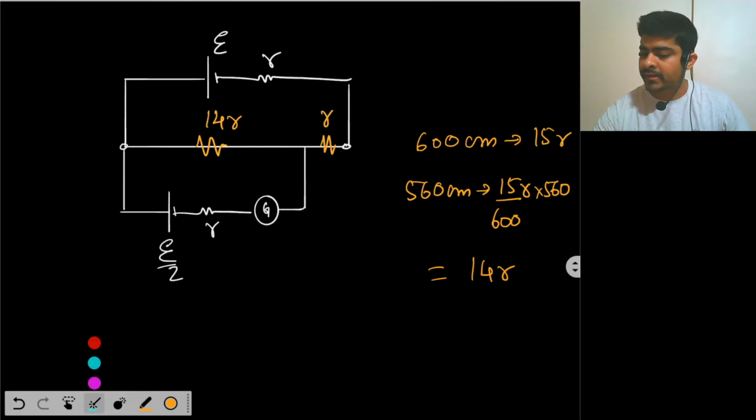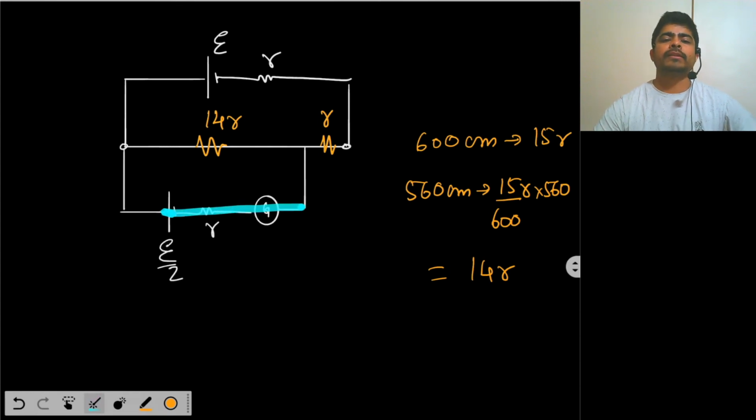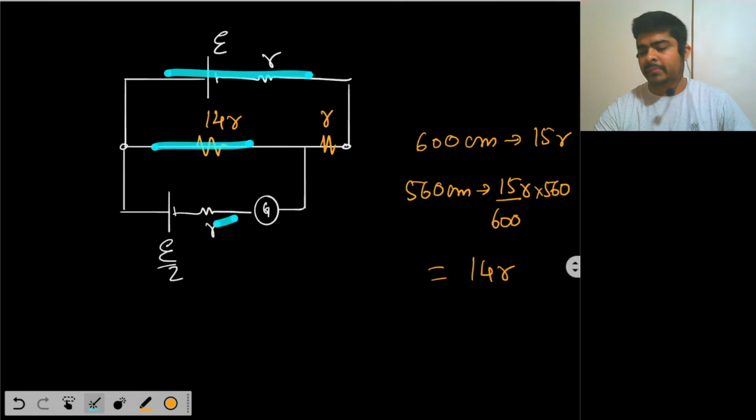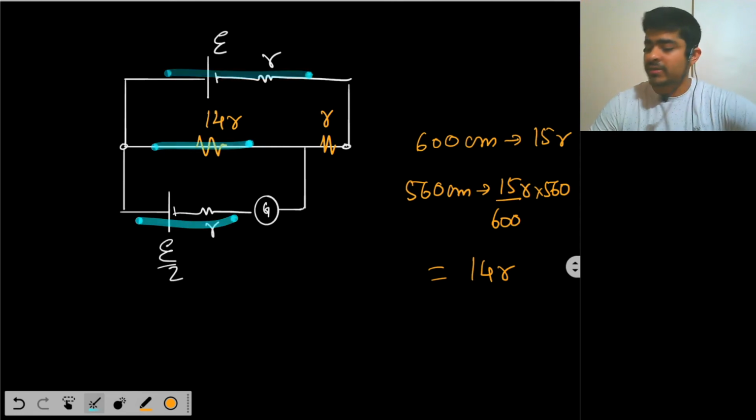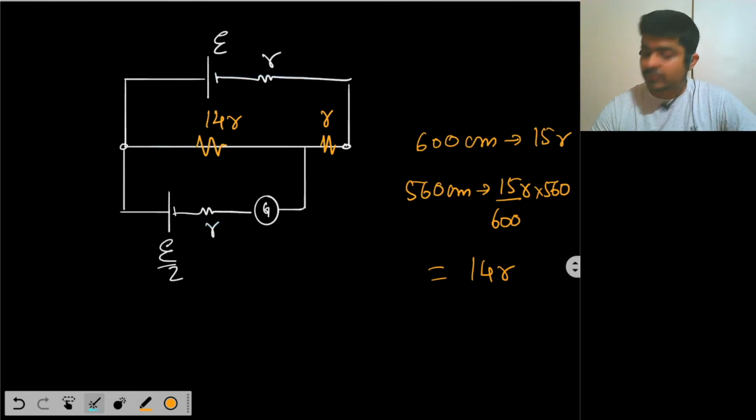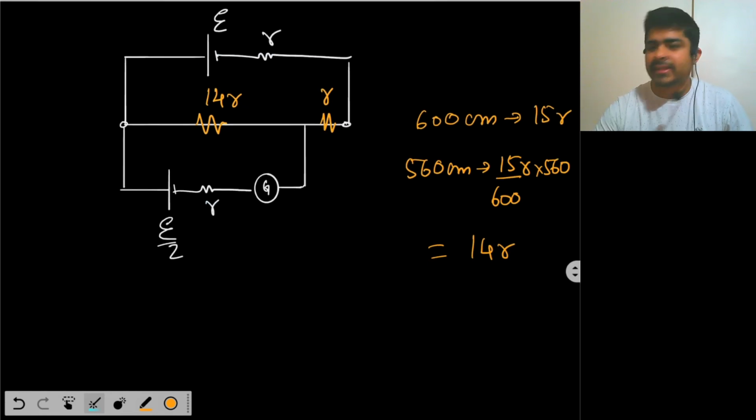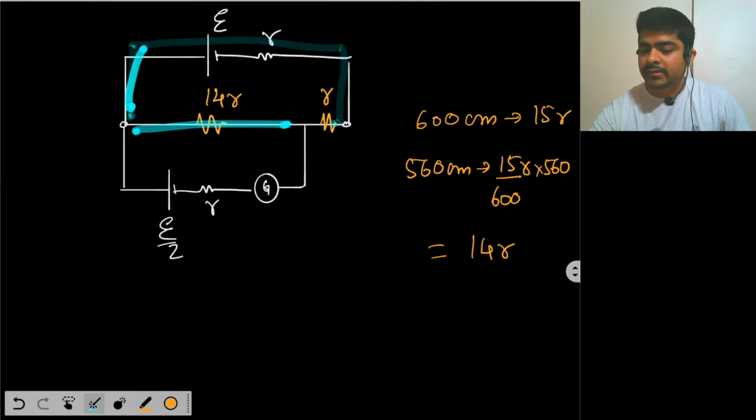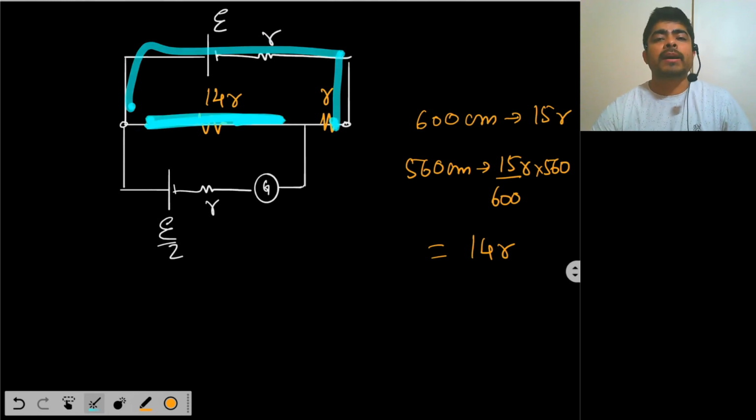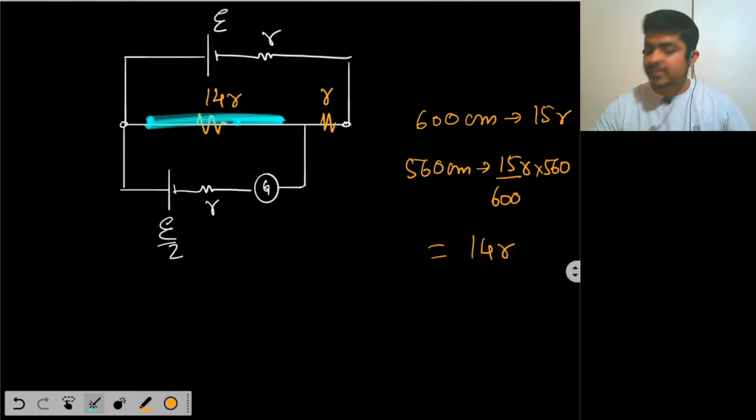So I have to find the current through the galvanometer. Now how do we do that? We just need to apply Kirchhoff's laws. Assume some current in these three branches, then apply Kirchhoff's law and solve them. That is one way of solving it, but I don't prefer that method because I find it lengthy and tedious. So what I do, I take this branch and this branch. They are both in parallel.